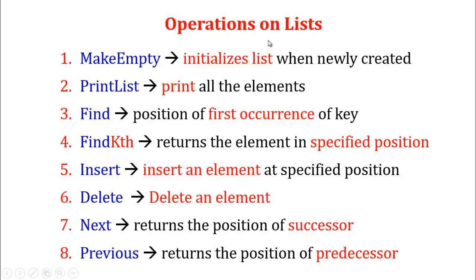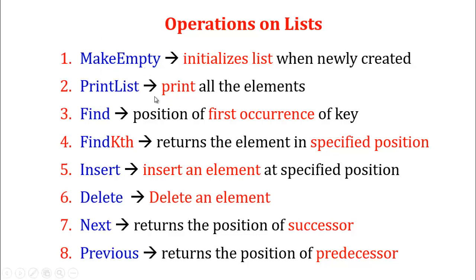These are the various operations on a list. There are 8 different types of operations. First are make list, print list, find, find kth, insert, delete, next, previous. What is make list? If my list is empty, we initialize the list and create a new list. That is, it initializes the list when newly created. If the list is empty, we create a new list such as 1, 2, 3, 4, 5.